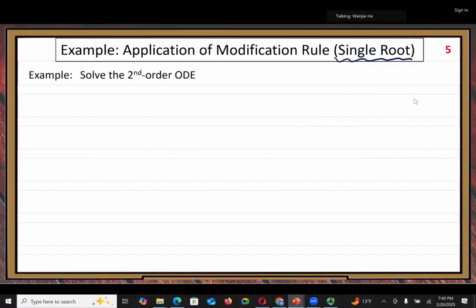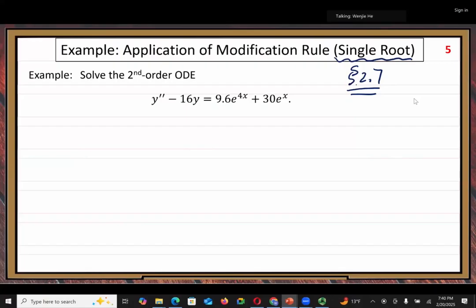So this is from the textbook, section 2.7 exercise. One of the exercise questions, section 2.7. All right. y double prime minus 16y equals r, and the r function has two terms. The first one is 9.6 e to the 4x, and the second term is 30 plus e^x. All right, let us solve. So it's not an initial value problem. We just find a general solution of the second order ODE.